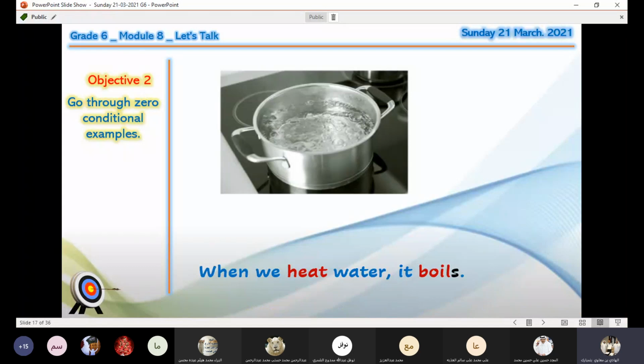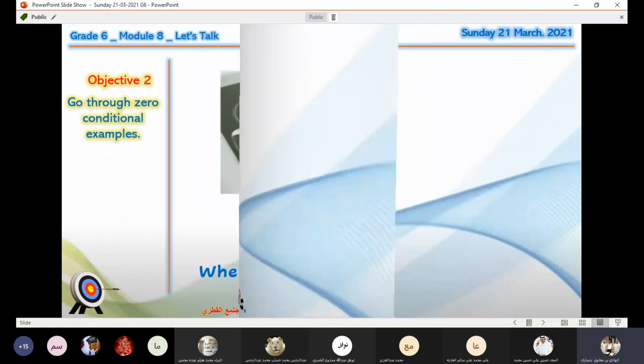Look at this sentence. When we heat water, it boils. So look at these two words which are written in red. These are verbs, and the two verbs are in the present simple tense. They are in the present simple. So in zero conditional, we use the present simple tense.